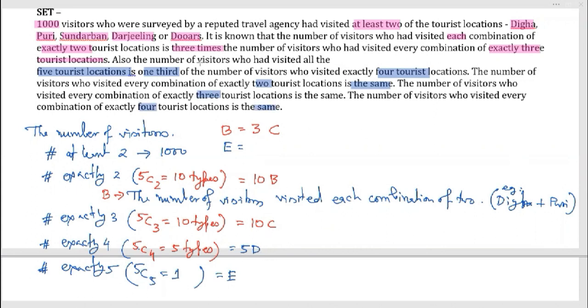Now I can take out that relation, whatever I was writing. E, the visitors of all 5 tourist locations, is 1/3 of the number of visitors who visited exactly 4 tourist locations, that is, 1/3 of 5D. So this is one relation, and this is the second relation that I have received.